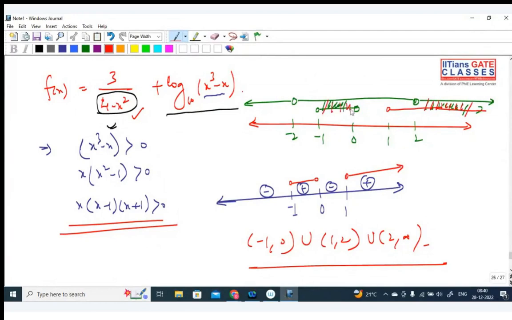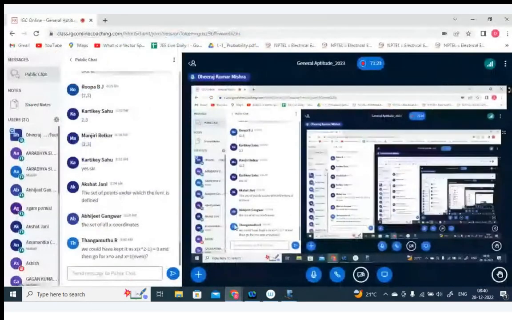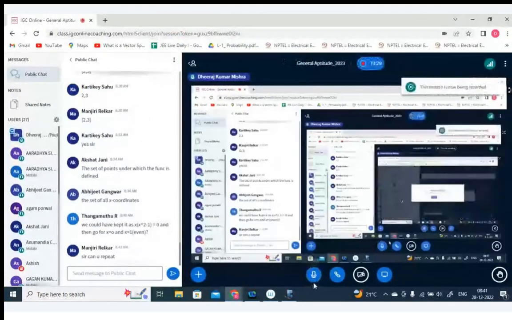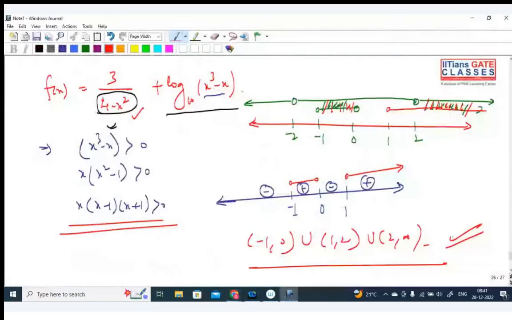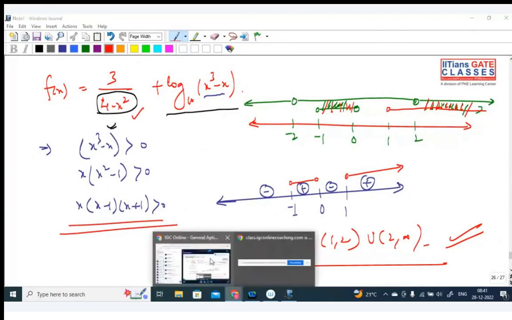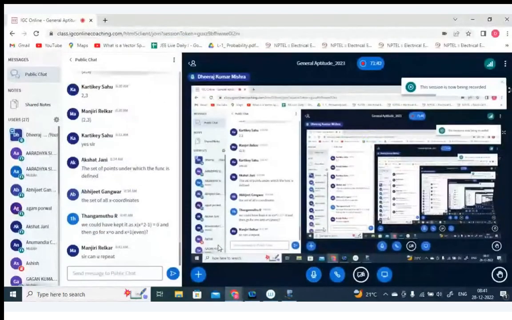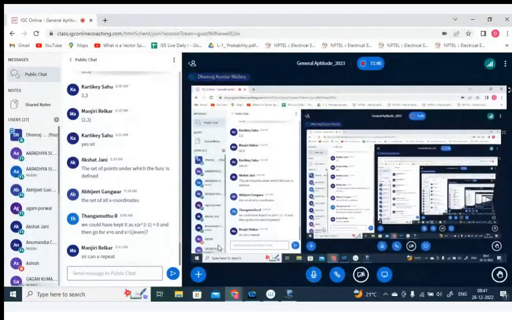How many of you understood? Okay, wait, I will repeat. Let me explain again. Let me take this question directly and I will solve it quickly. So how many of you understood? First of all, tell me. Manjari, I will explain again. Don't worry. Look, what you have to do, as I told you, let me take the question here.